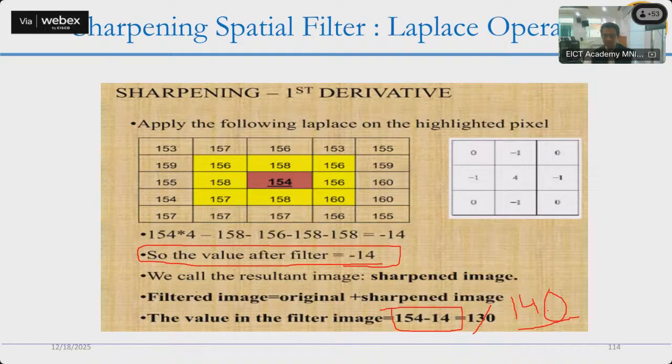Correct? It is not 130. That's why I want to highlight it. Is it clear? Minor change here. Is everyone with me? Yeah. Please correct it, right?